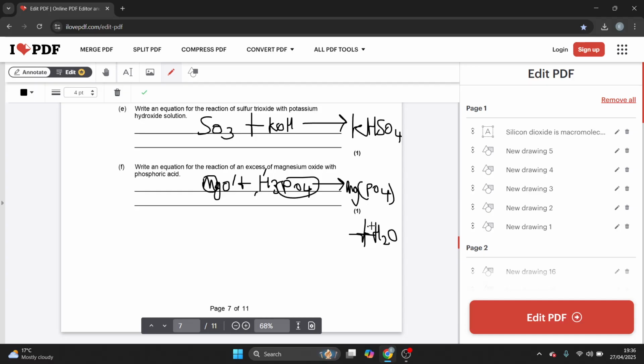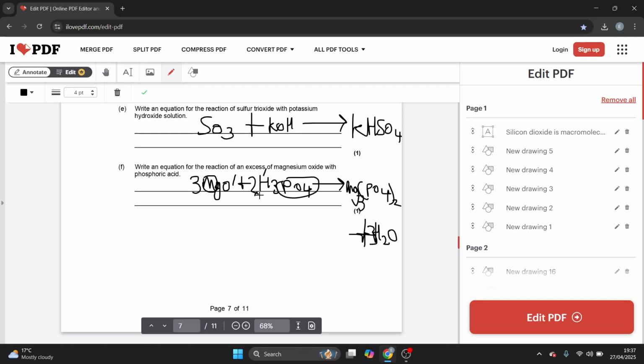I've got a 3 here, so I need 3H2O here. But I also therefore need 3 oxygen, so I need a 3 here. And then Mg3(PO4)2. Oh sorry, I need a 2 here as well. Yep, I need 3MgO plus 2H3PO4 gives Mg3(PO4)2 plus 3H2O.